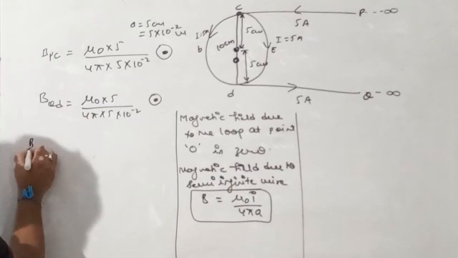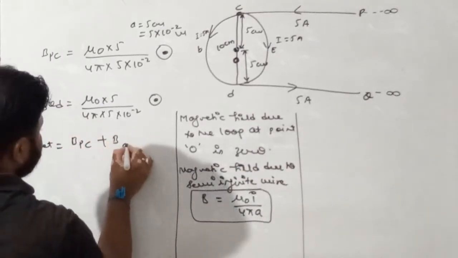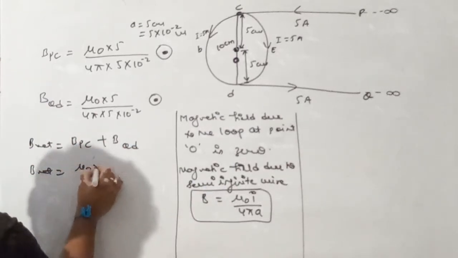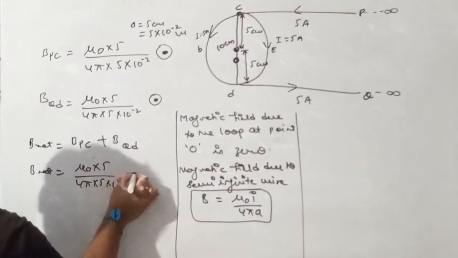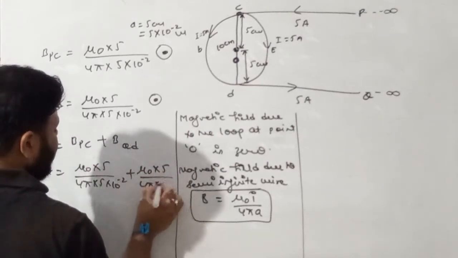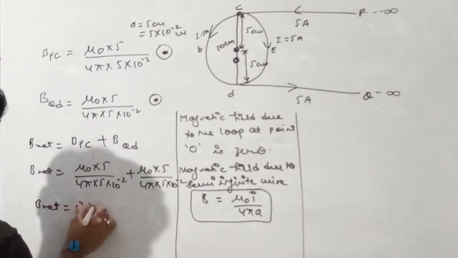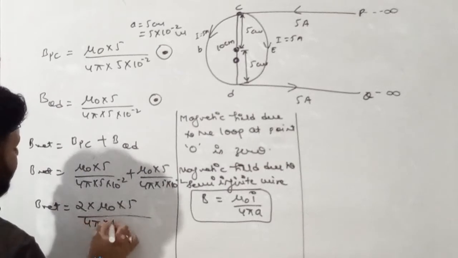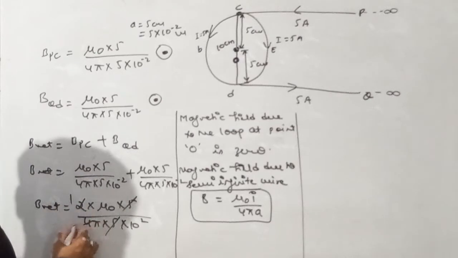So the net magnetic field must be the addition of both the magnetic fields, that is PC and QD. So B net is equal to mu naught into 5 upon 4 pi into 5 into 10 raised to the power minus 2, plus mu naught into 5 upon 4 pi into 5 into 10 raised to the power minus 2. So B net is equal to 2 into mu naught into 5 upon 4 pi into 5 into 10 raised to the power minus 2. 5 gets cancelled, 2 2s are 4.